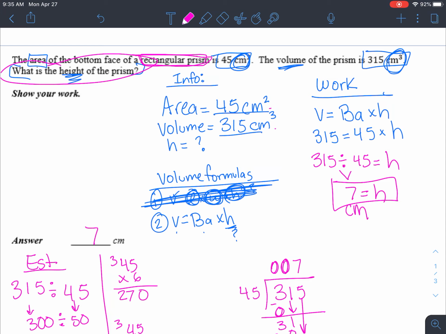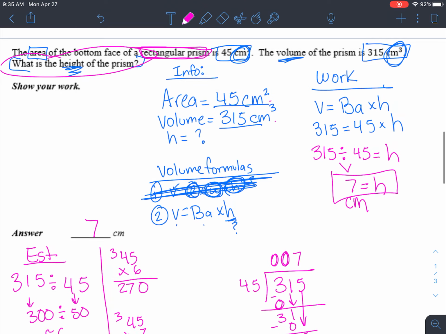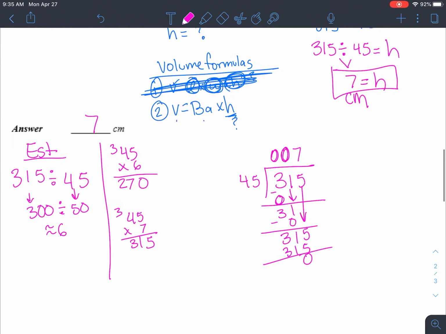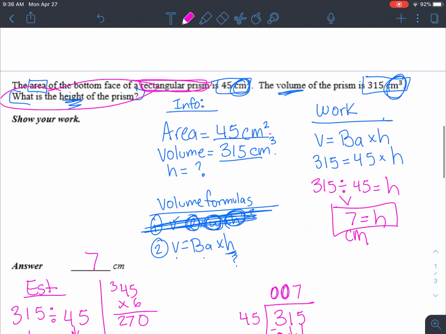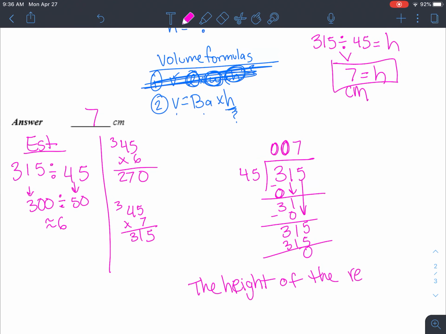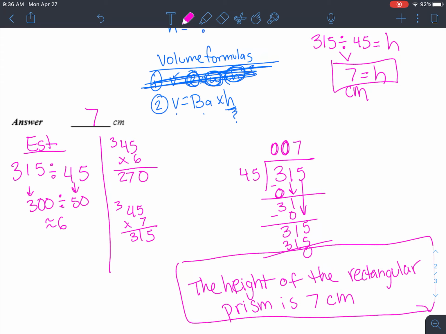And I want to make sure to have a complete sentence for this problem because it was an open response question. Make sure it's nice and neat on your paper. The height of the rectangular prism is 7 centimeters. Make sure you have those centimeters in there.